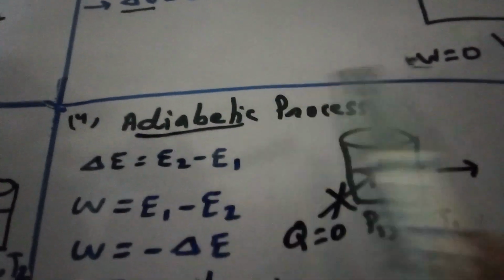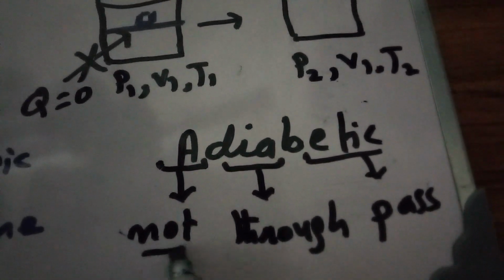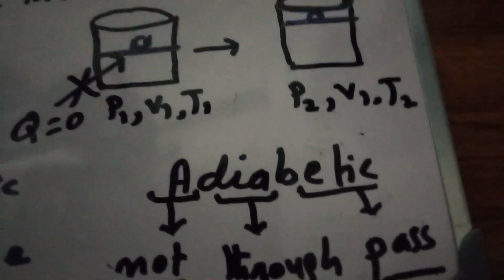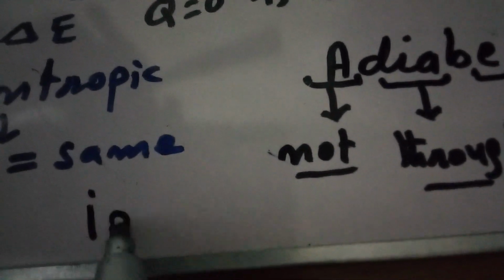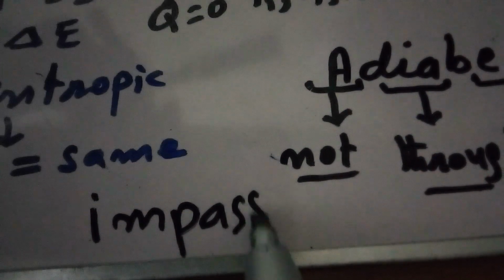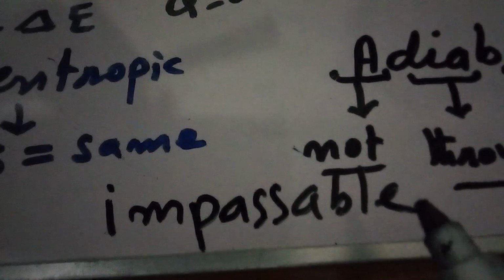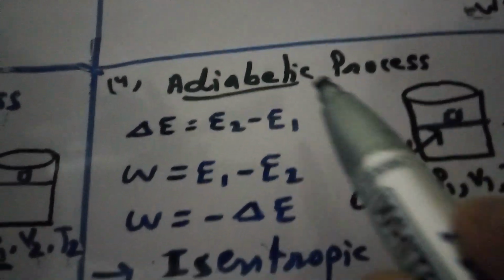First we have to understand the meaning of the word adiabatic. A means not, dia means through, and batic means pass. So we can write the word adiabatic like this: impossible. Impossible means which cannot pass through. So in the adiabatic process, heat neither enters nor leaves the system.